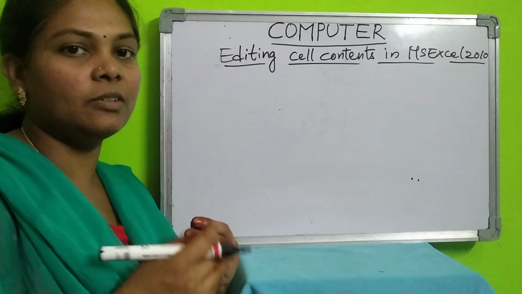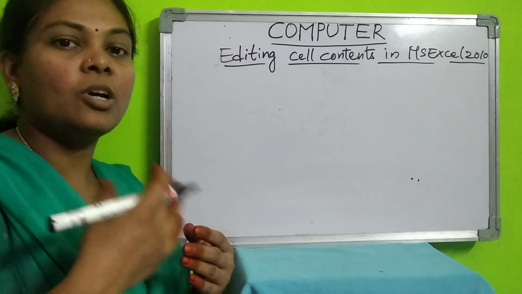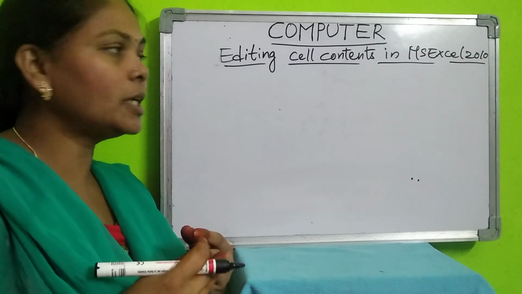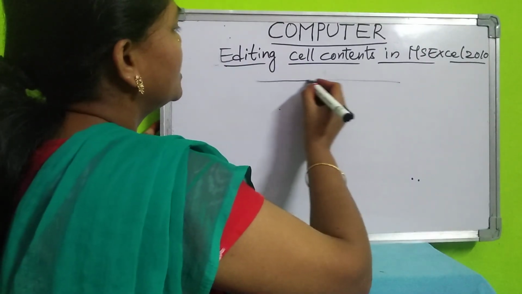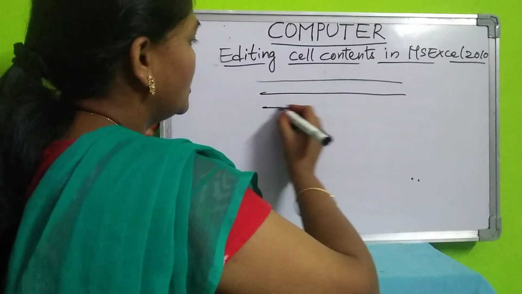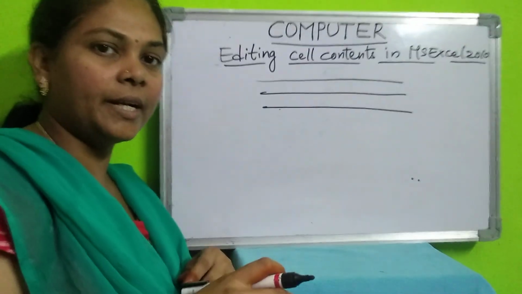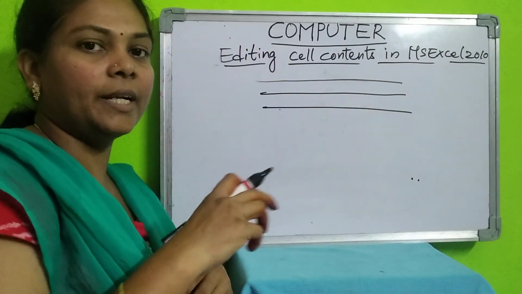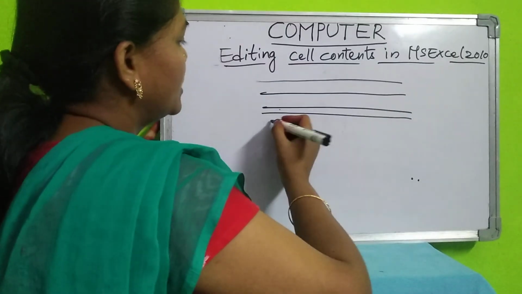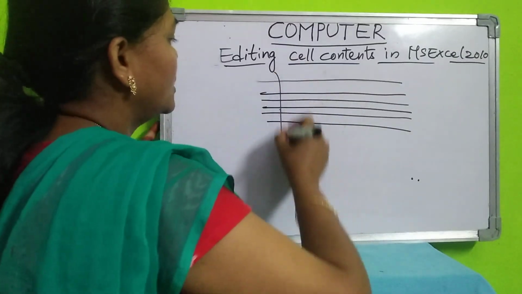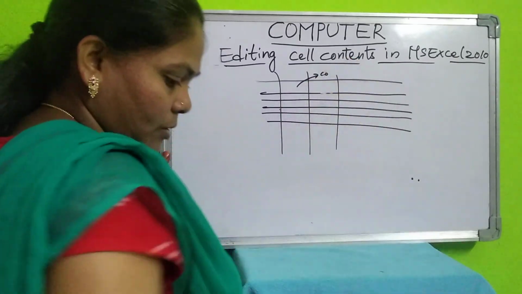In the formula bar we will give the formulas and do the calculations for net salaries, basic salaries or fee details. So how does the Excel sheet look? The Excel sheet contains rows and columns. The columns are indicated by alphabets and rows are indicated by numbers. So these are the rows and columns. Okay, I'll write down.